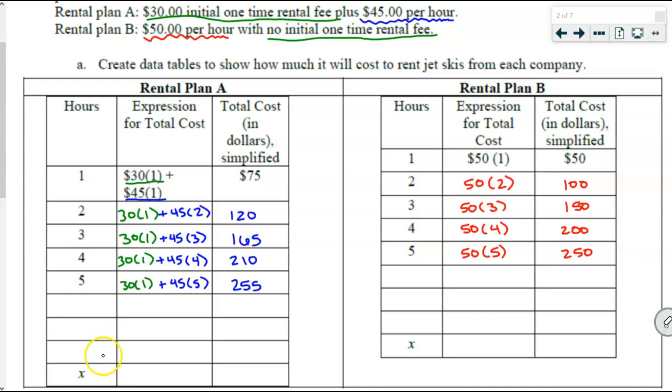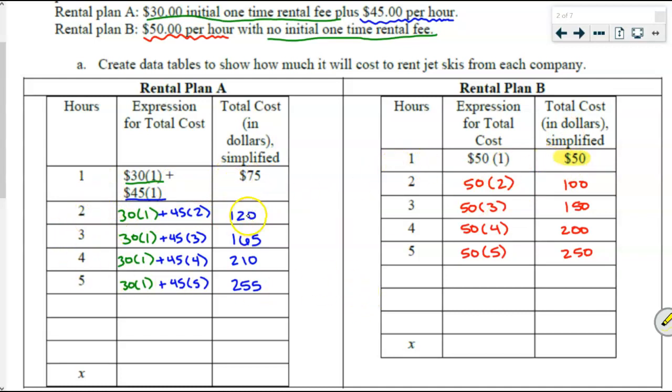Let's not even worry about these blank spots right now. Let's just kind of compare what's happening in the table. I'm going to go through and I'm going to highlight which one is more, or which one is cheaper. Okay, so if it's 1 hour, which one is cheaper? Rental plan B, right? 1 hour 75 or 1 hour 50.